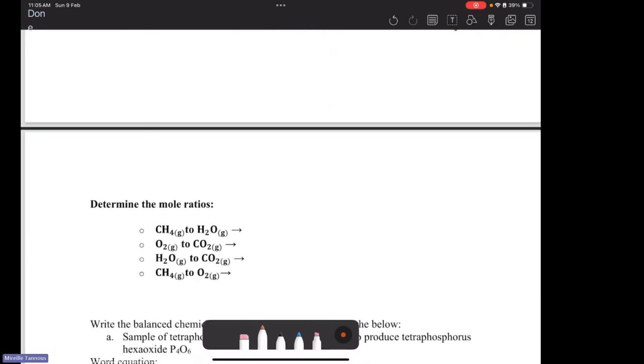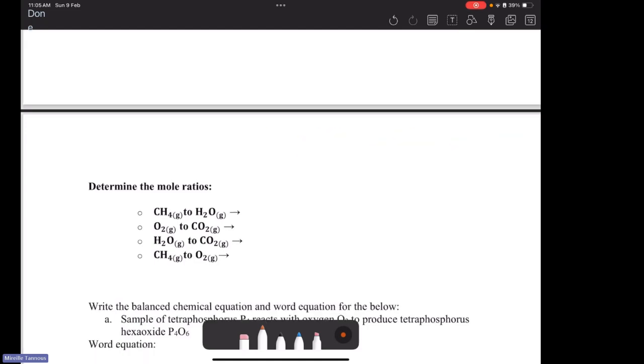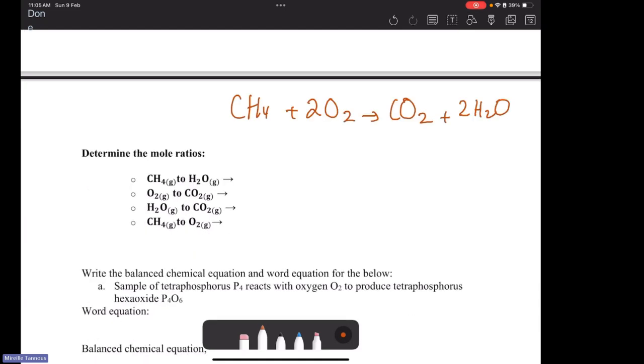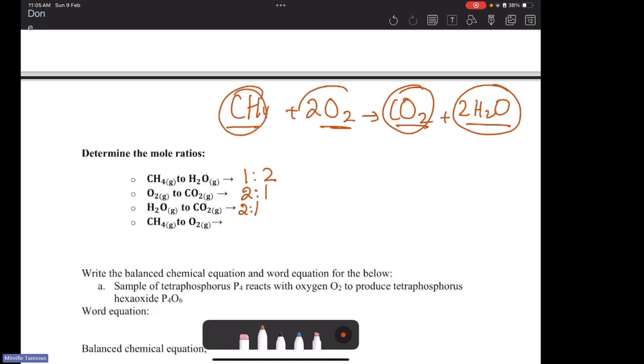Now I'm going to copy this equation again here to answer these questions easily. So I have here mole ratio of CH4 to H2O 1 to 2, O2 to CO2 2 to 1, H2O to CO2 2 to 1, CH4 to O2 1 to 2.